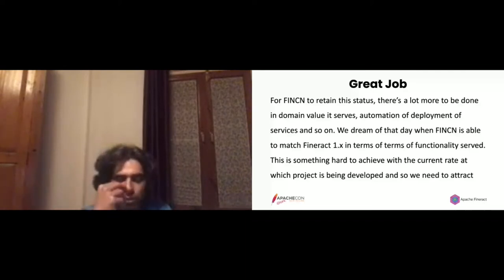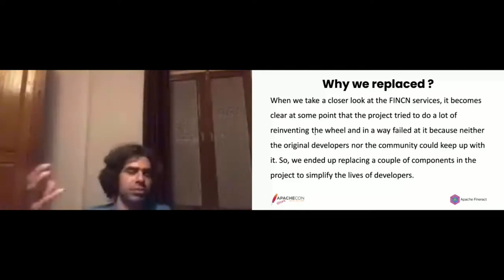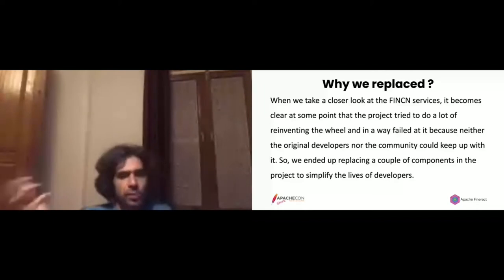So I think we've replaced a couple of things in the core architecture, the way we look at it. And I think Kevin could give us a little bit of insight into what we actually replaced, and where we started when we look at the Fineract CN services. Kevin has been mentioning a lot about reinventing the wheel, that there were a bunch of services which we could have outsourced to other frameworks, like, for instance, messaging. We could have used a simple message-oriented architecture and developed a framework which could understand everything going on between different services. But we did not. Definitely the original developers did not keep up with the whole project. So we ended up replacing a couple of components to simplify the lives of developers, our lives also. So Kevin, would you like to point out?